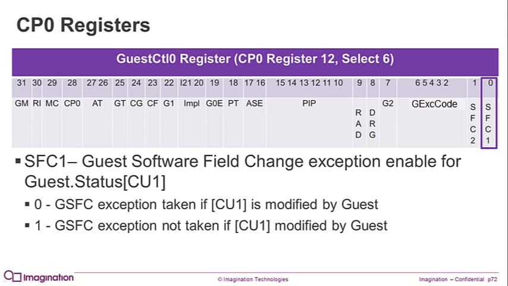So when a guest user process causes a coprocessor 1 unusable exception, the guest OS will need to do a context switch of the FPU registers. The security policy may find this acceptable and allow this without intervention from the hypervisor by setting the SFC1 bit.